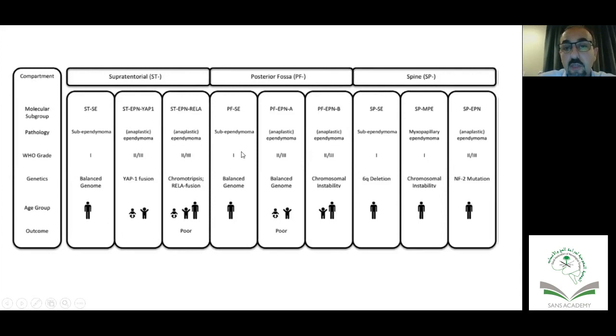The posterior fossa, 3 groups: subependymoma, again, so subependymoma could be supratentorial or posterior fossa, grade 1. And then you have the ependymoma grade 2 or 3, and they have 2 subgenetic types. In the spine, interestingly, the subependymoma could be grade 1, the myxopapillary is purely in the spine, and then the grade 2, 3 ependymoma. So these are all the subgenetic types of ependymoma.